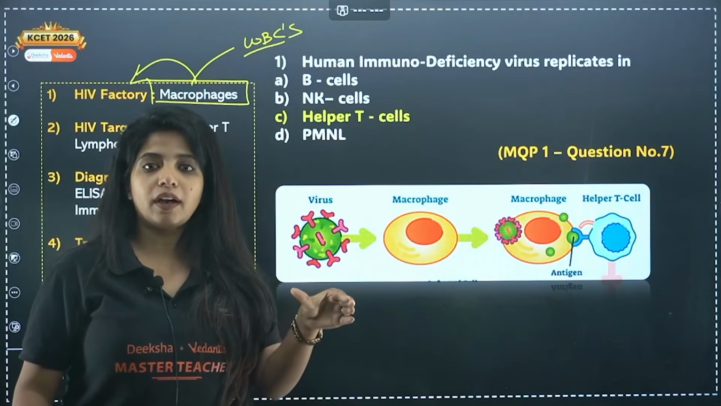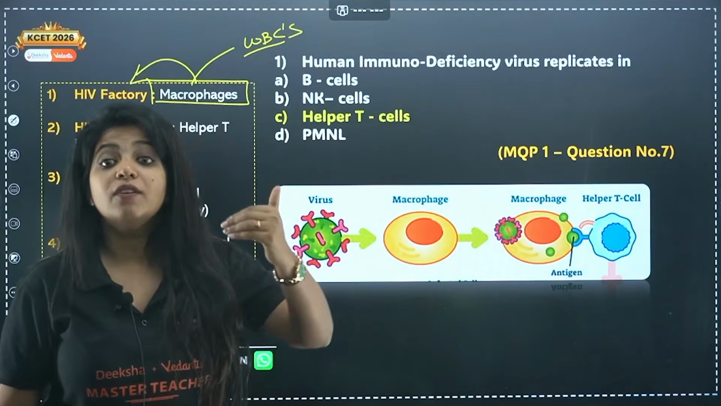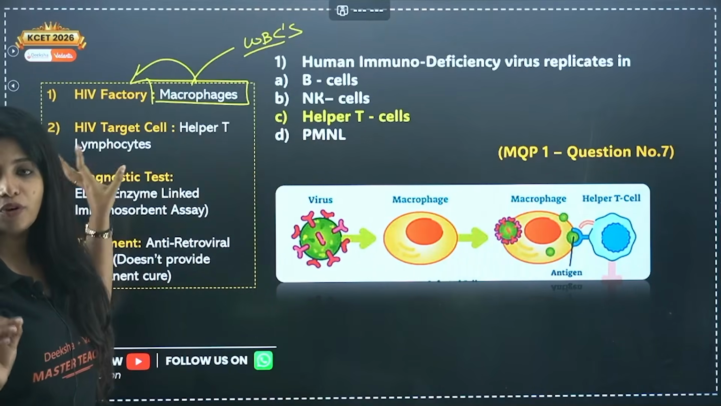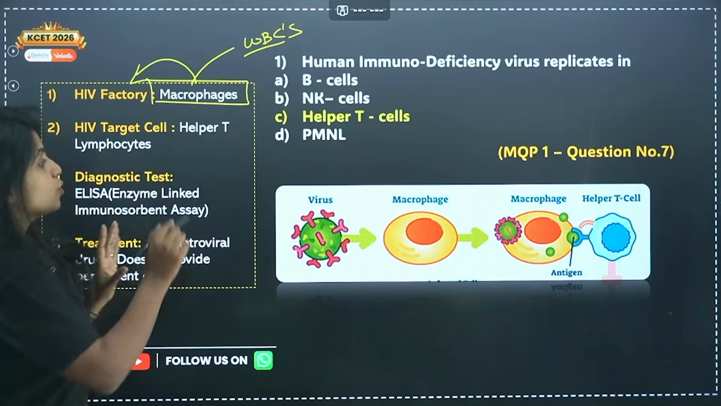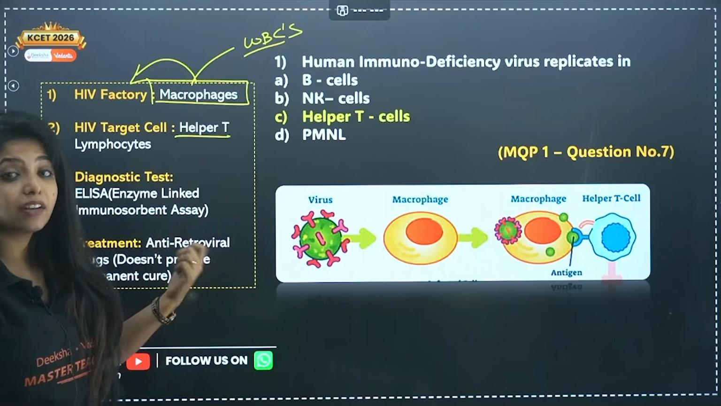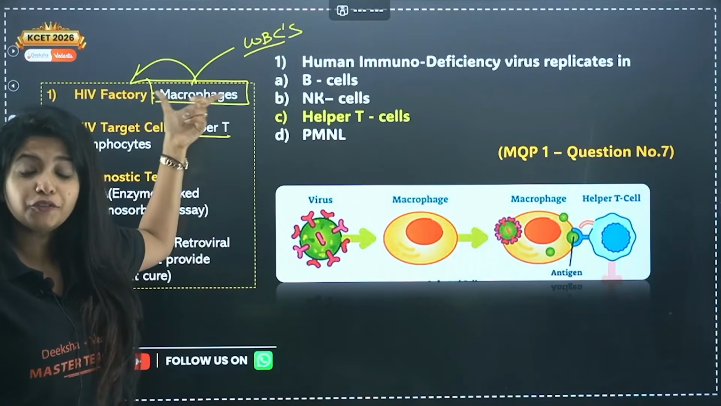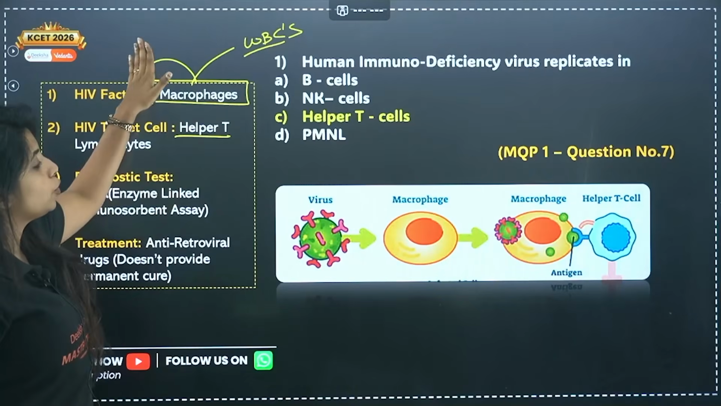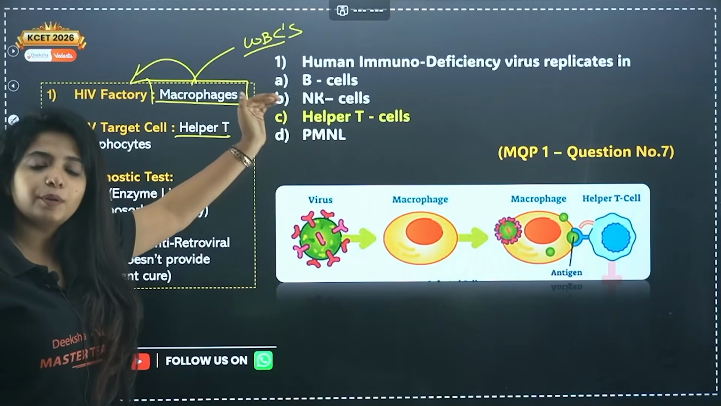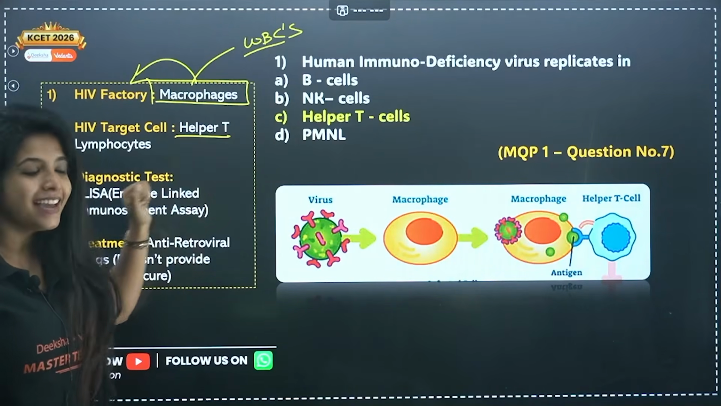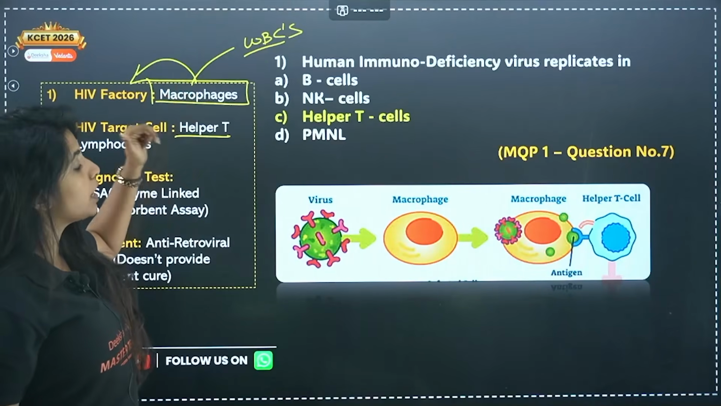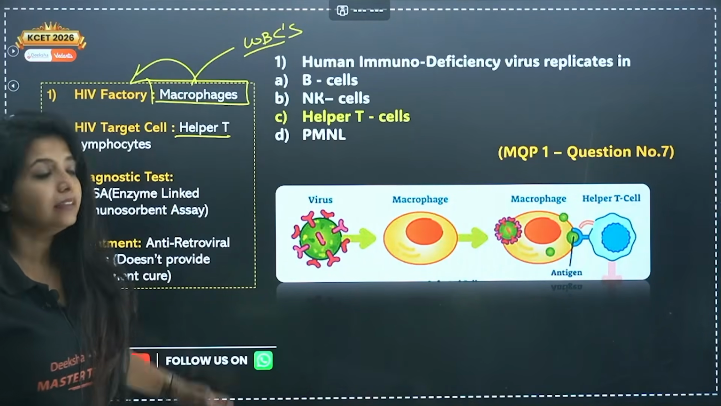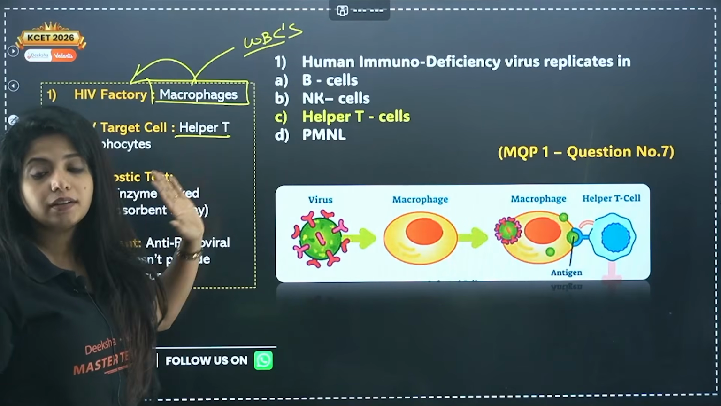Now these HIV viruses will go to the main target, which is the helper T cells. Helper T cells are the target cells for HIV virus. Cool. So if you are asked what is the HIV factory and you are given an option like macrophage, please go with this. If this option is not there altogether, only helper T cells is there, please go with that. Okay, now if you have both these options and you are being asked which is the target cell for HIV, then it will be helper T lymphocytes. These are the target cells.